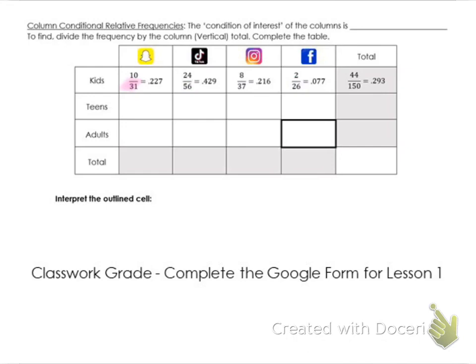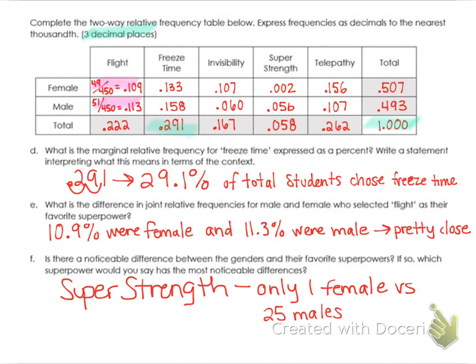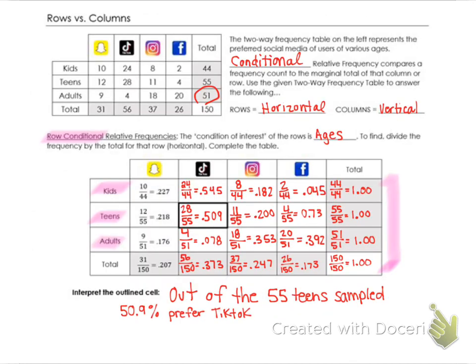So let us fill some of these values in. First, let's fill in that blank. It says the condition of interest for the column. What are the columns representing? Those are representing all your social medias. So all the different social medias can be found vertically. The first one's Snapchat. How many teens liked Snapchat? Out of 31 people, if you look at the table at the top, you're at 12. 12 teens. I'm going to go back really quick. Right here. So 12 teens out of the 31 total.